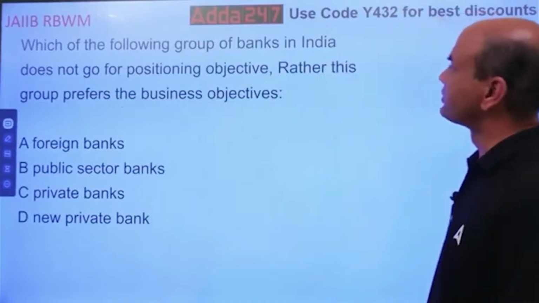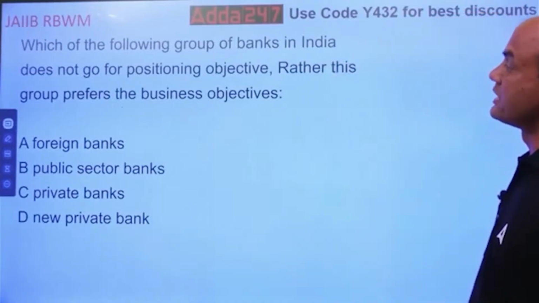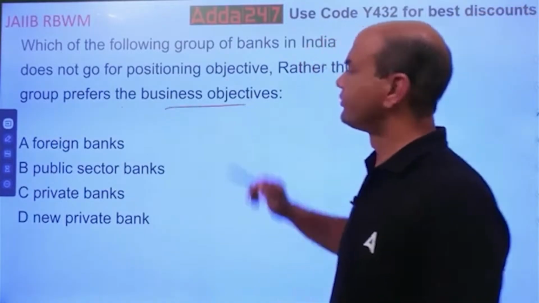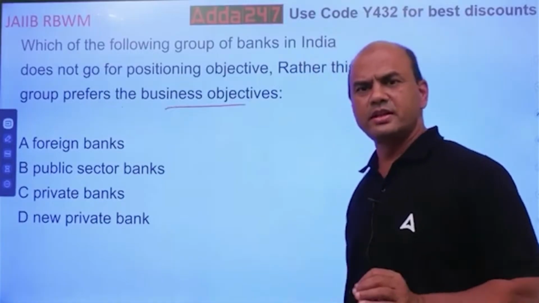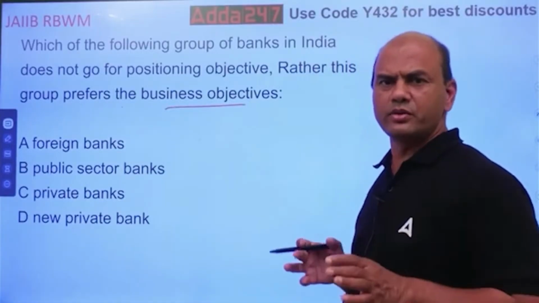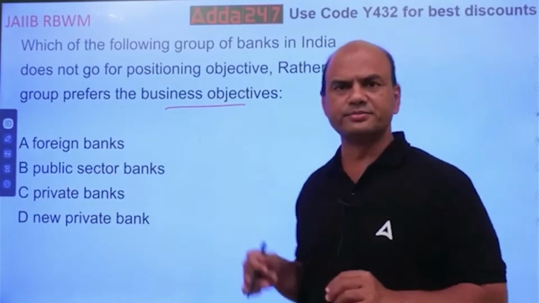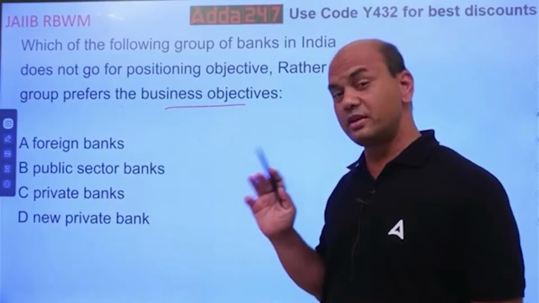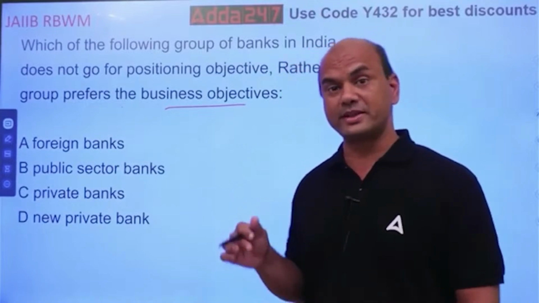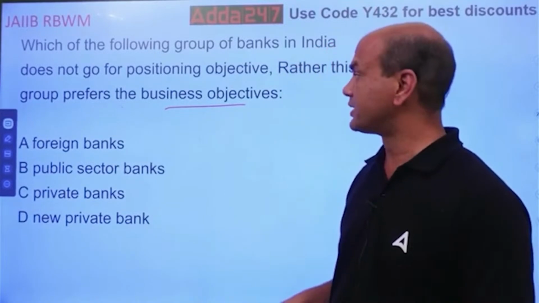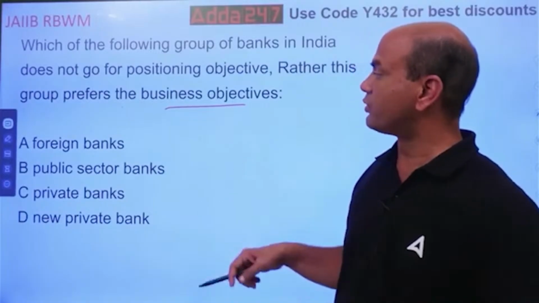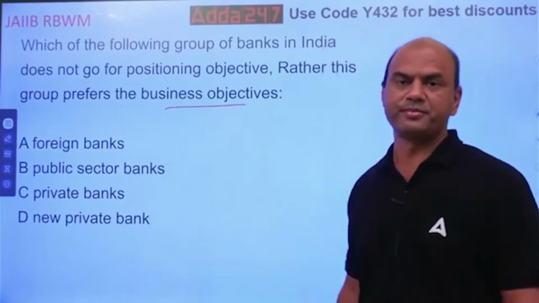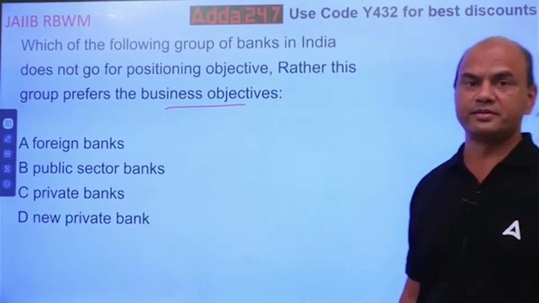Which of the following groups in banks does not go for a positioning objective? Rather, it prefers business objectives. Very important question. That's why I told you in the beginning only, all these questions you will see in the exam. Which group does not go for positioning? I told you earlier when we solved that question of private banks, new age private banks. So which group does not go for it? Foreign banks, public sector, private or new private? Answer. Let's see the answer from your side.